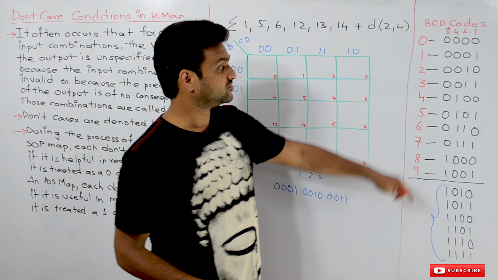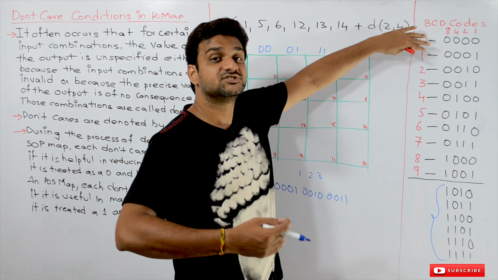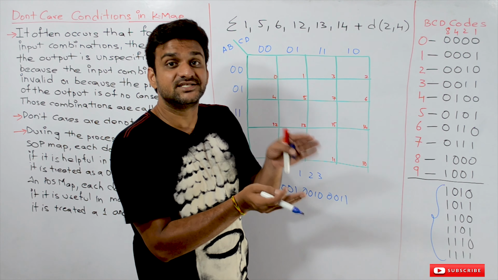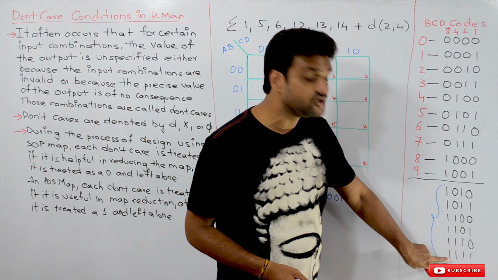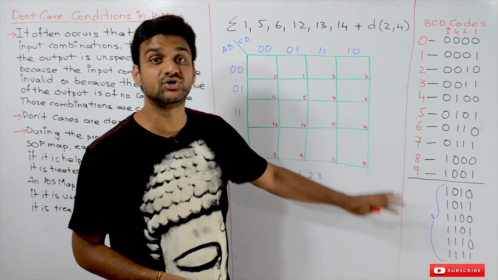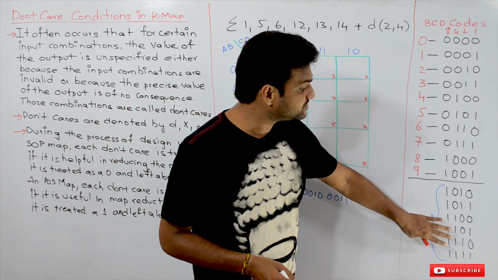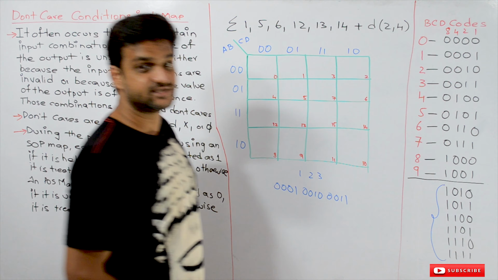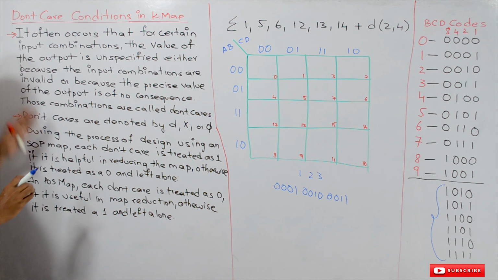So the number of input combinations that are possible with 4 bits is 16, but we have used only 10 symbols. What about the remaining 6 symbols? These are the 6 symbols which are unused. So these symbols are what we call don't care symbols or don't care conditions. These are the symbols unused by the BCD codes, and these 6 symbols are called don't care conditions.